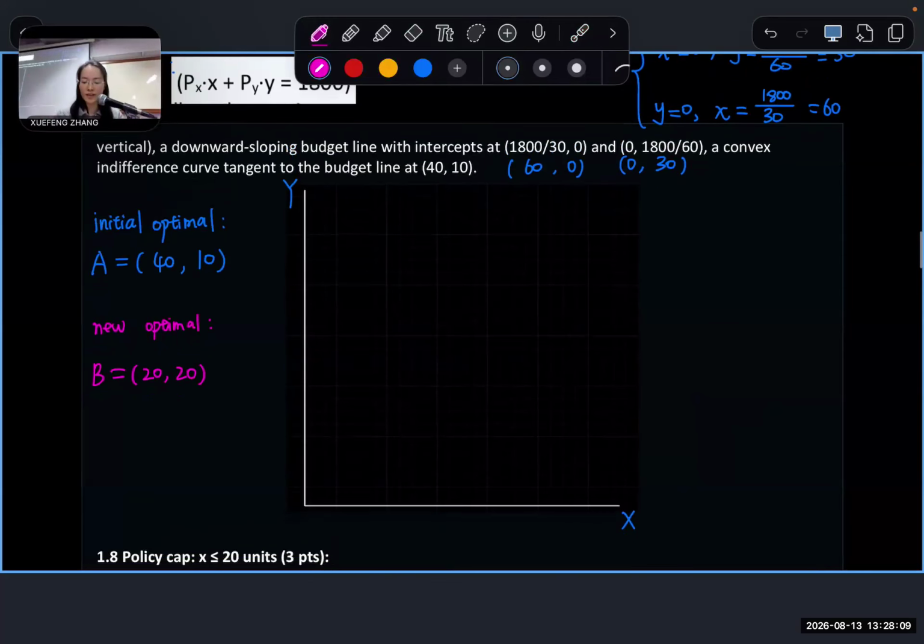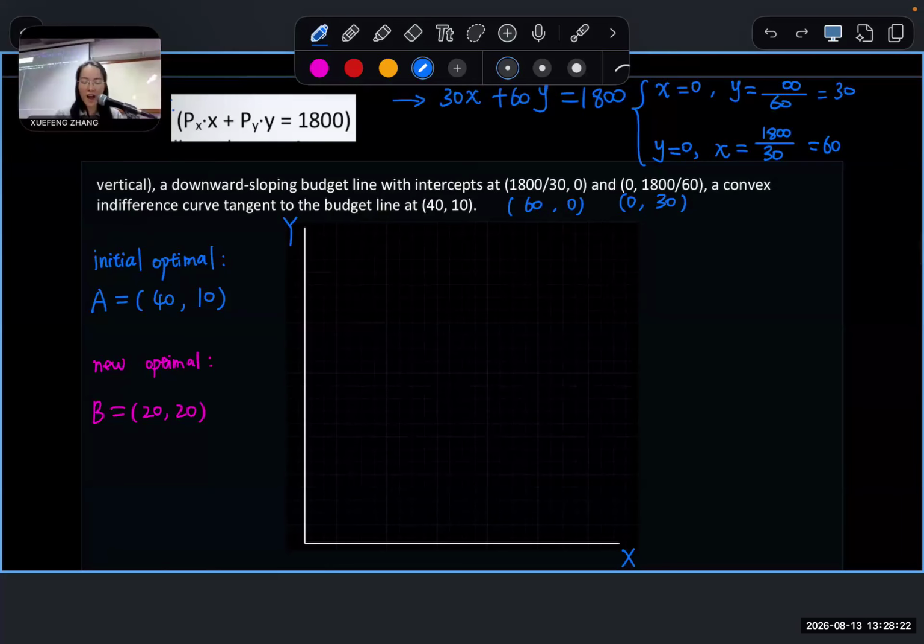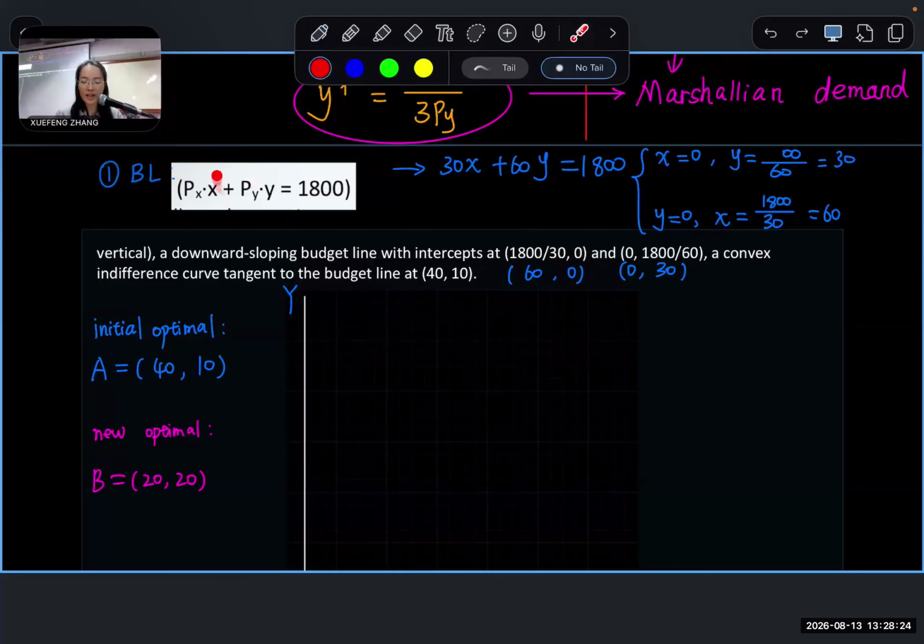Okay? So let's label it x and y. You cannot just draw a line. No, how to draw a line? You need 2 points, based on our budget line, right? This is our budget line: Px·x plus Py·y equal 1,800. You plug in the price: 30x plus 60y equal 1,800. How to draw this budget line?